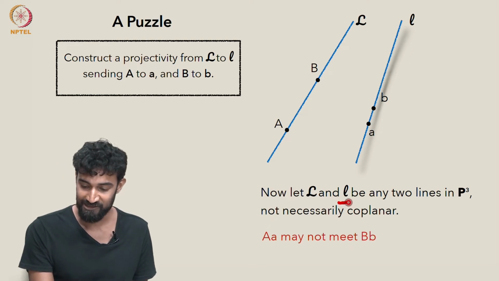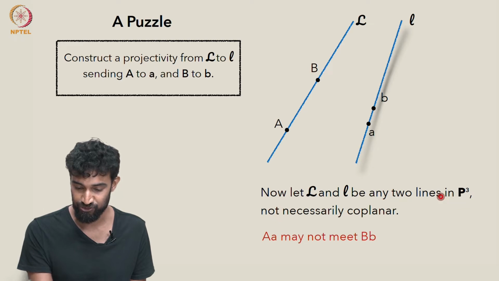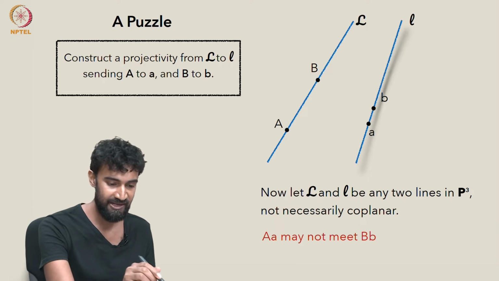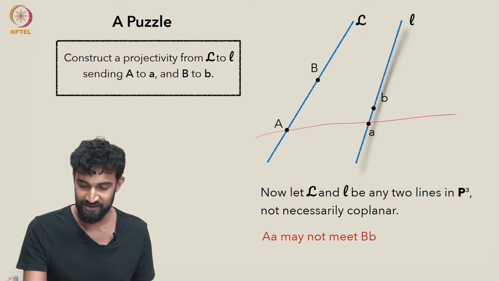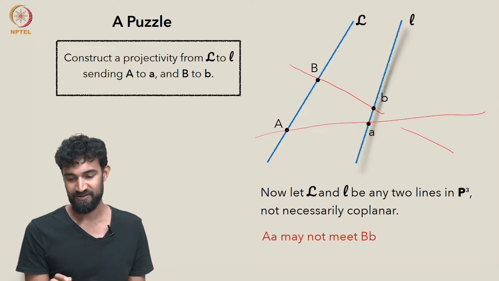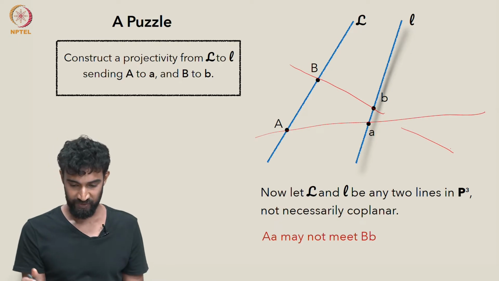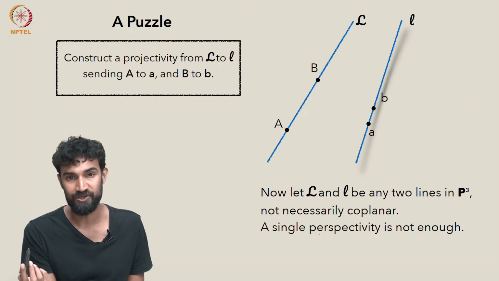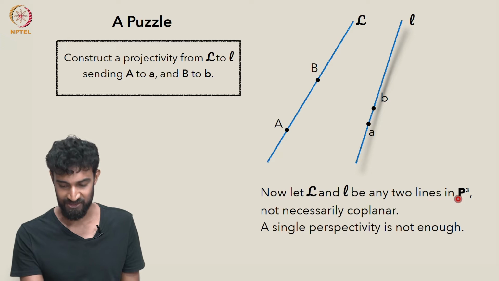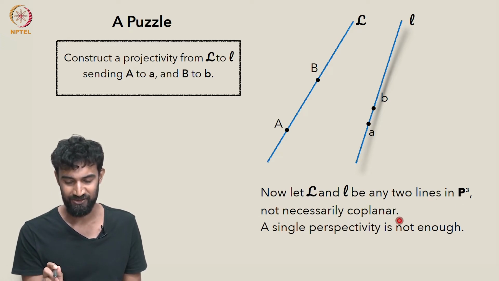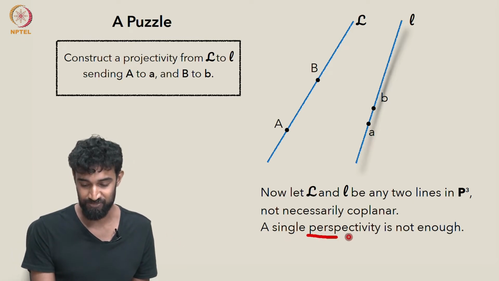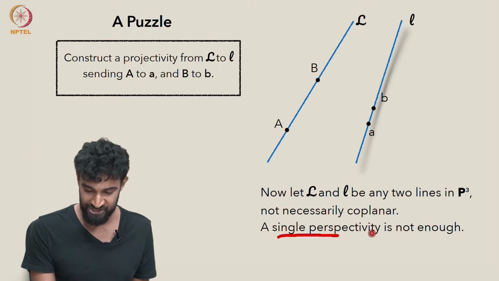But we're assuming here that capital L and little l are coplanar. If capital L and little l are any two lines in P3 and not necessarily coplanar, like let's imagine that they're skew, then Aa and Bb may not meet. They might just be skew lines. And then this construction simply won't work. So let's try that situation. Let's assume that these are any two lines in P3 now and not necessarily coplanar. And in this case, a single perspectivity is just not enough. We're going to have to make a proper projectivity, a composition of perspectivities.